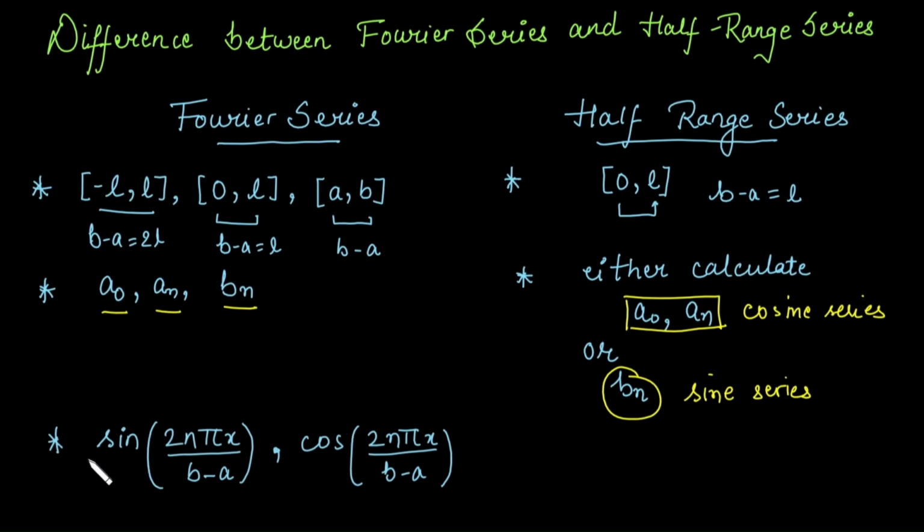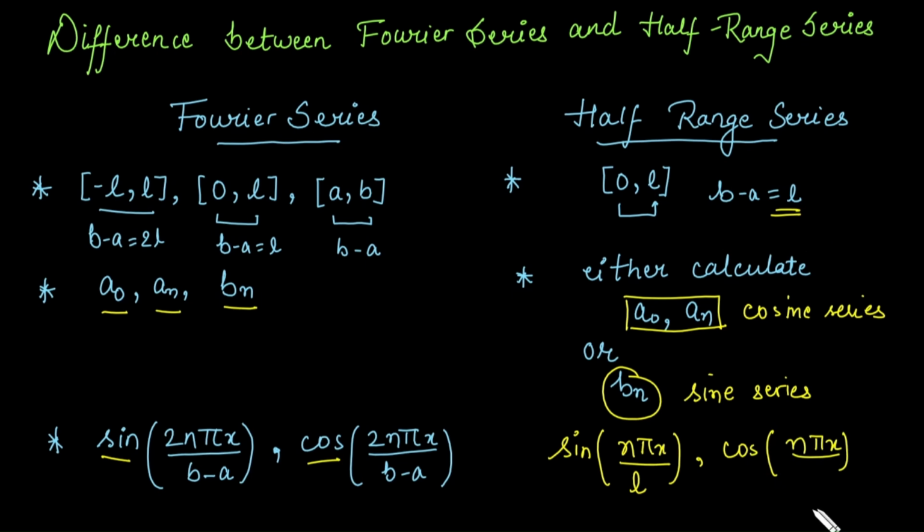Now there is another difference. In a Fourier series, we have the sine term and a cos term, where the angle is 2n pi x by b minus a, that is the length of the interval. Even in this case, we have the same angle. Whereas in the half-range series, rather than 2n pi x, it is n pi x divided by the length of the interval, that is b minus a, and in this case the length of the interval is L. And the same for the cos term, n pi x divided by the length of the interval, that is L.